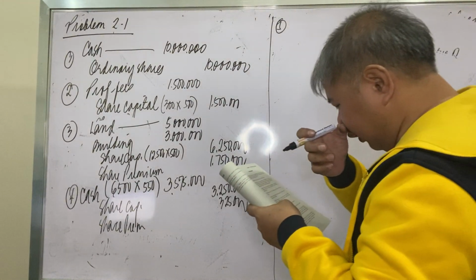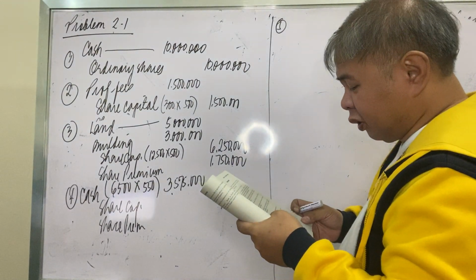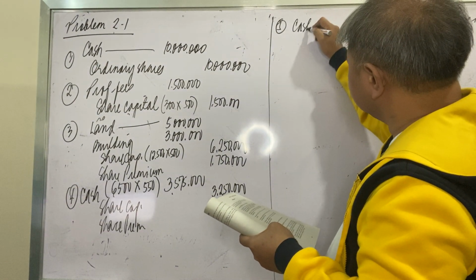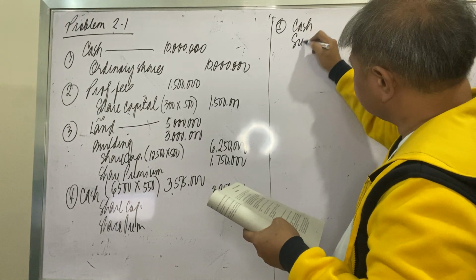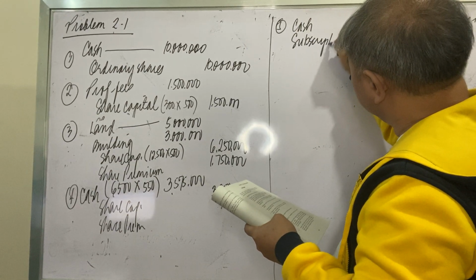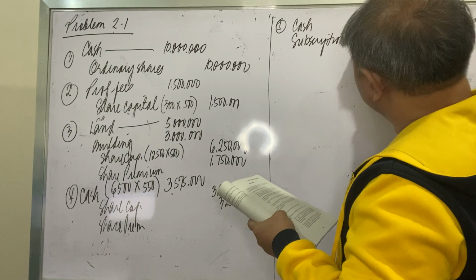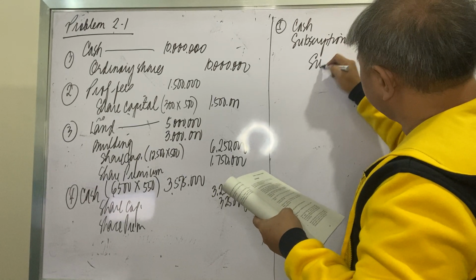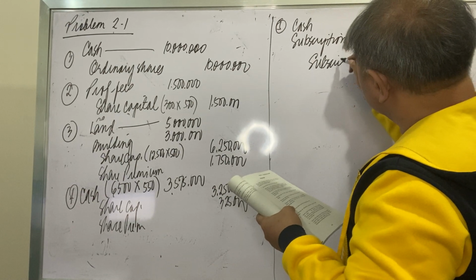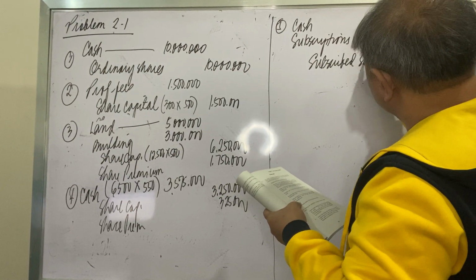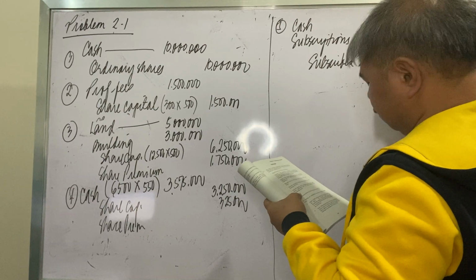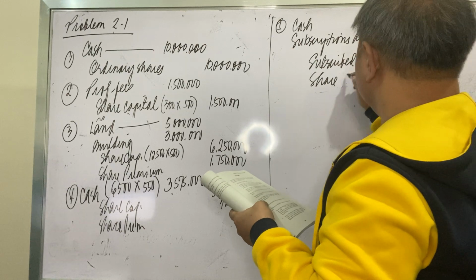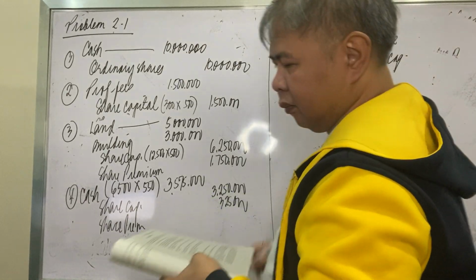Receive subscription for 20,000 shares at 550 per share, receiving 25% down. So they received a down payment, so you debit cash. They also have subscriptions, so subscriptions receivable. What else? There is subscribed share capital. Okay, fill it up. And there's also share premium. Fill it up.